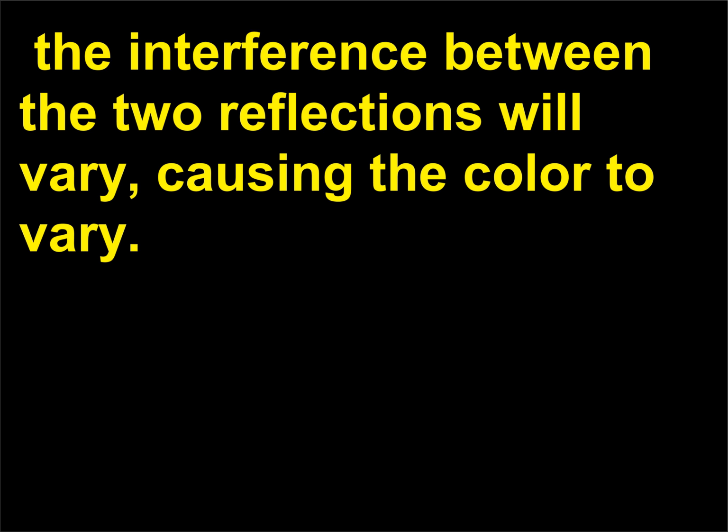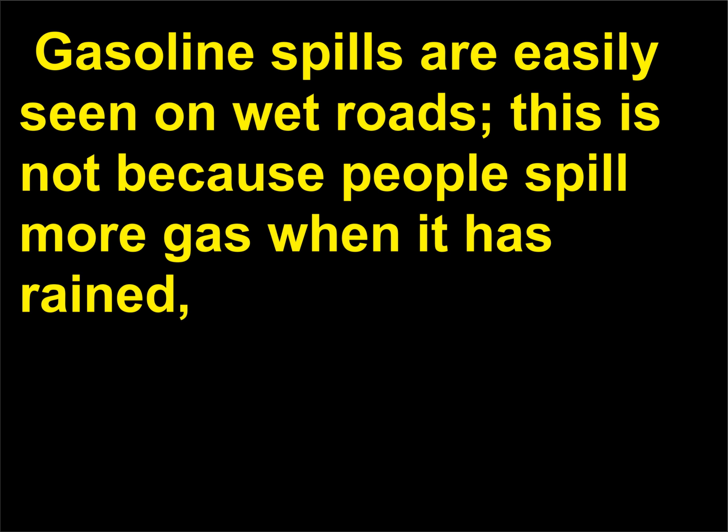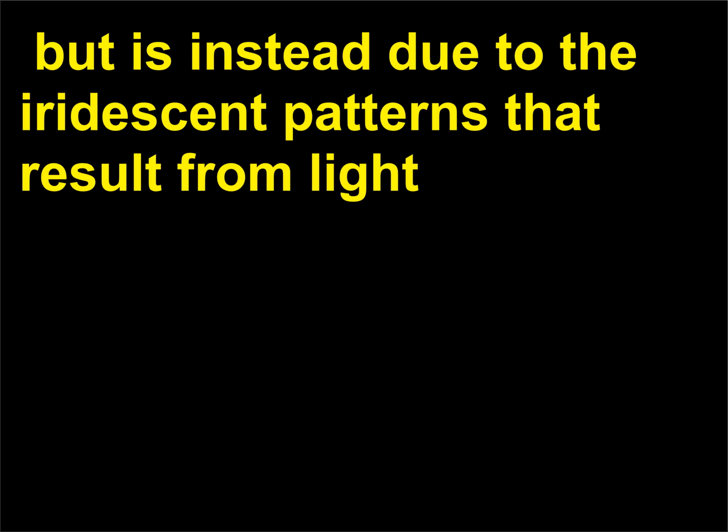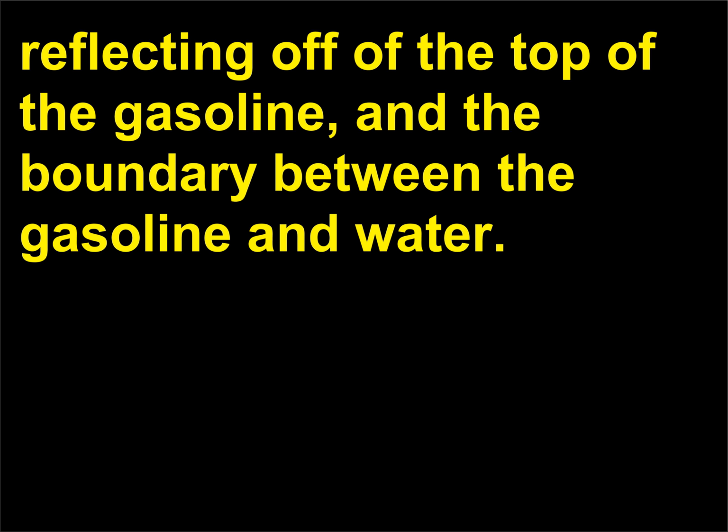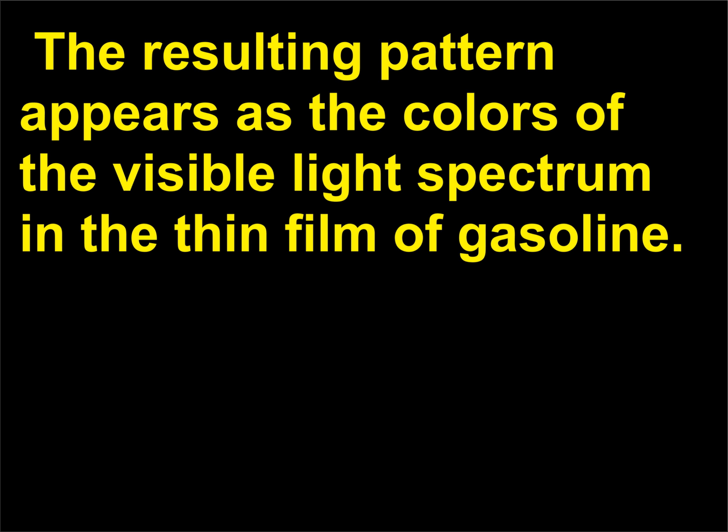Gasoline spills are easily seen on wet roads. This is not because people spill more gas when it has rained, but is instead due to the iridescent patterns that result from light reflecting off of the top of the gasoline, and the boundary between the gasoline and water. The resulting pattern appears as the colors of the visible light spectrum in the thin film of gasoline.